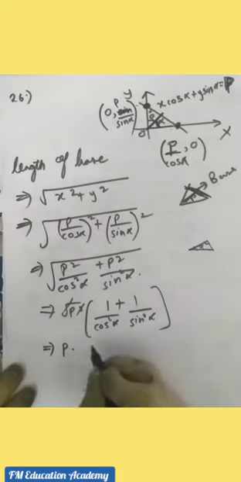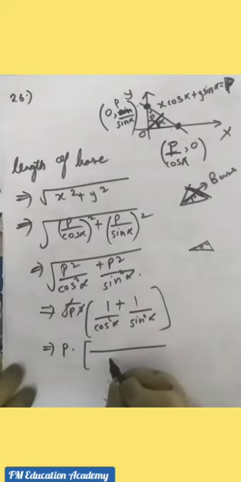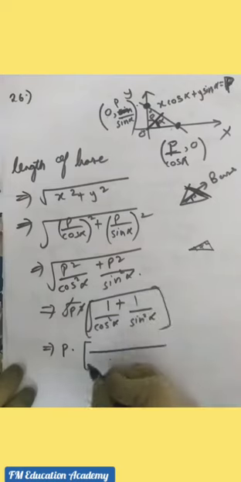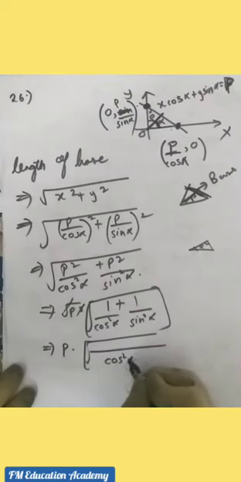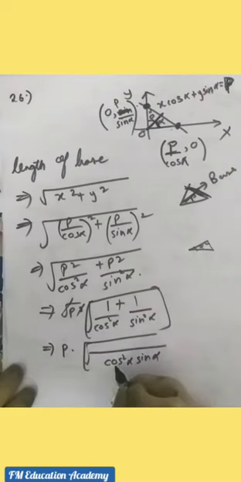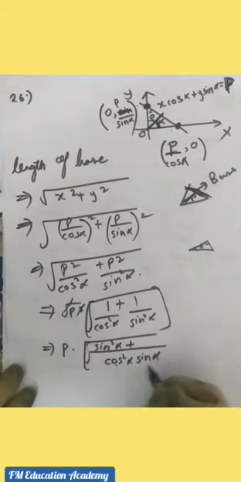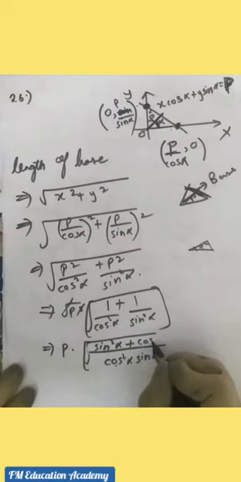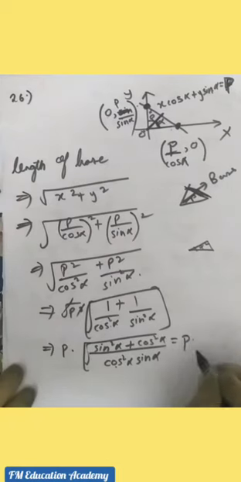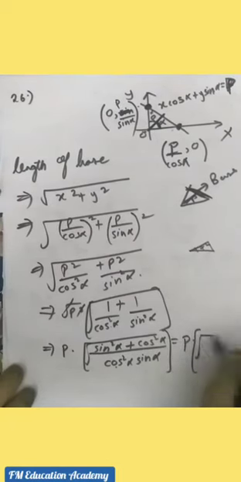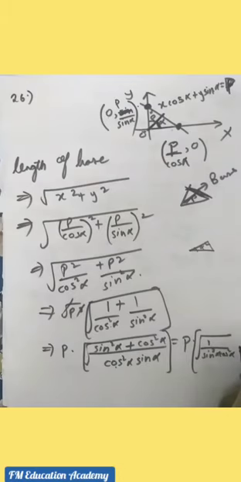We are left with p into root of the LCM of cos square alpha and sin square alpha, which is cos square alpha into sin square alpha. Take out the LCM: cos square alpha into sin square alpha by cos square alpha is sin square alpha, plus cos square alpha into sin square alpha by sin square alpha is cos square alpha. So we have p into root of sin square alpha plus cos square alpha, which is 1, by sin square alpha into cos square alpha.